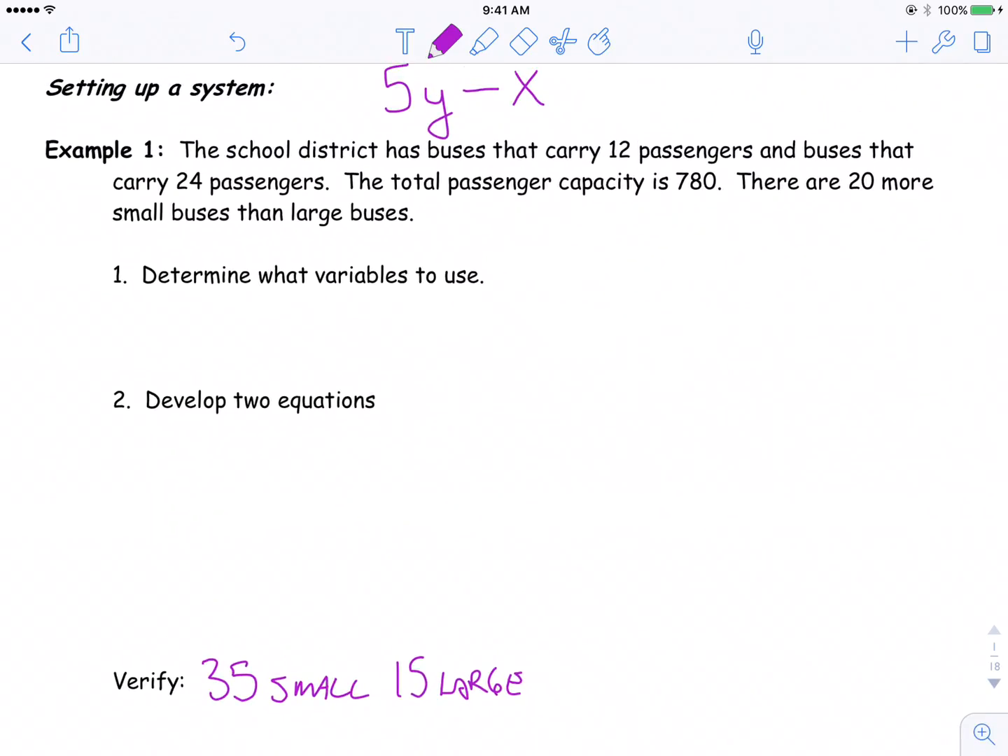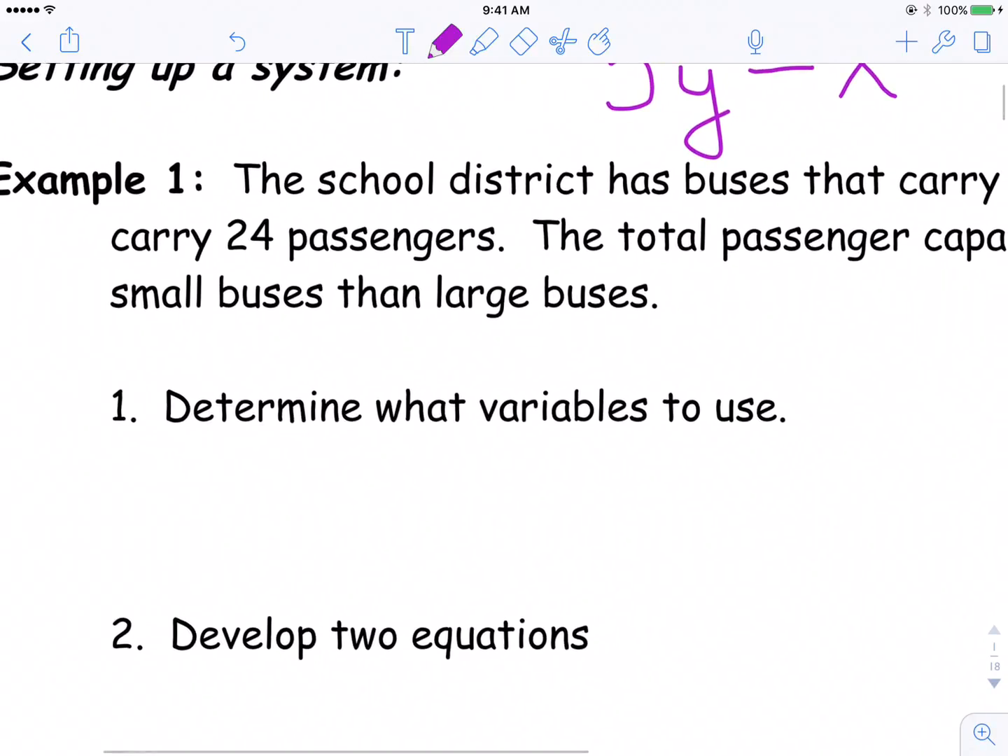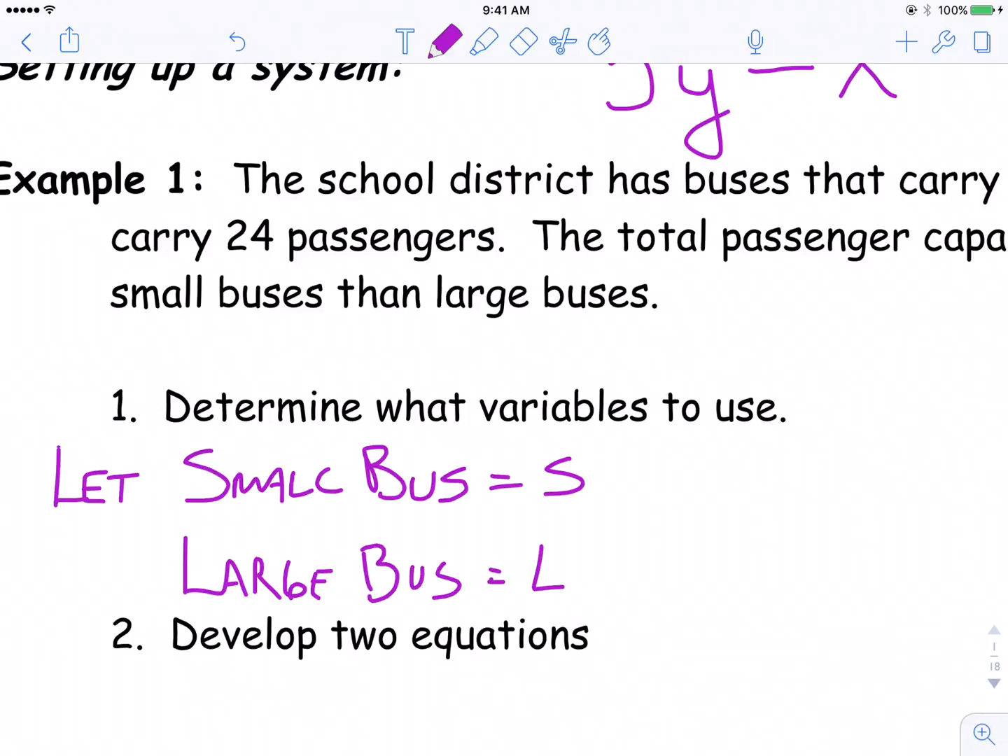Now I know that's not on your sheet, but just scribble that in real quick. So the first step, determine what variables to use. I try to, if I can, keep the variables representative of the question. So let's let the small buses be the variable S, and our large buses be the variable L. I'm going to use capital L so my L doesn't look like a 1.